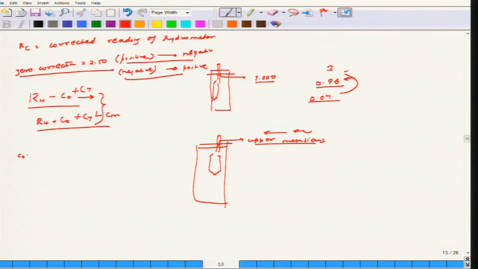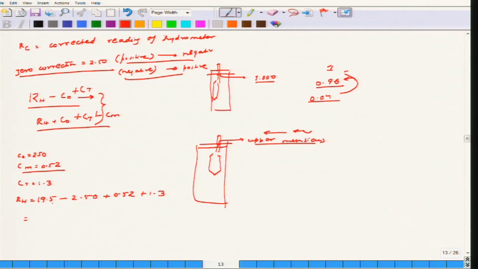Now here in our question we are given that C0 is 2.50 while Cm, the meniscus correction, is 0.52, and the temperature correction Ct is 1.3. The original hydrometer reading is 19.5. As I have said, if C0 is positive in nature, then the correction should be negative, so this is minus 2.50. The meniscus correction is always positive, so it is 0.52, and Ct is always positive, so it is 1.3.